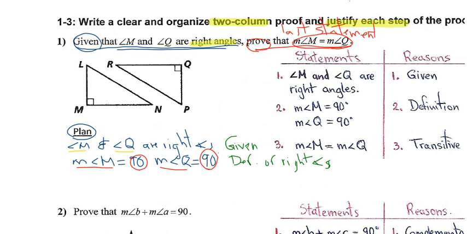So the measure of angle M is equal to the measure of angle Q. And so as you can see here, I have exactly what I need to prove, which is the measure of angle M is equal to the measure of angle Q. So what was the property that we used? That would be our reason here, and that was the transitive property.